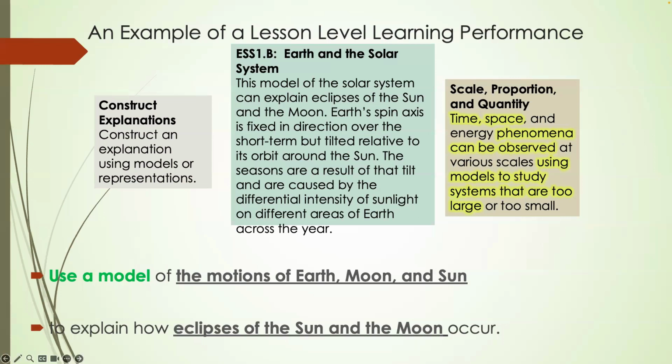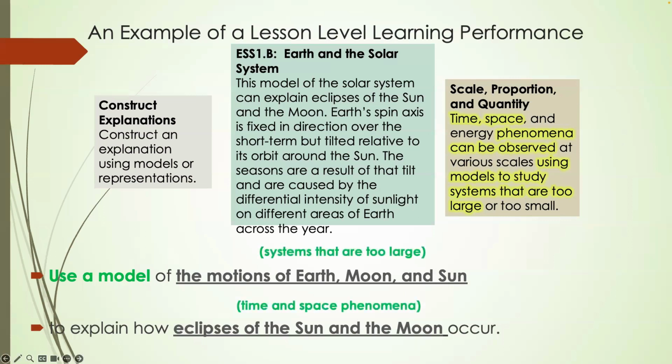So how I'm getting the kids to think is, okay, I have to use a model because I can't bring the moon and the sun down to earth into my lab in the school. So I want them to go, oh, that means we have to develop a model so that we can actually measure and understand this phenomenon precisely. So we're going to use a model of the motions of the earth, moon, and sun to explain how eclipses of the sun and the moon occur. So that's a really good lesson level learning performance.